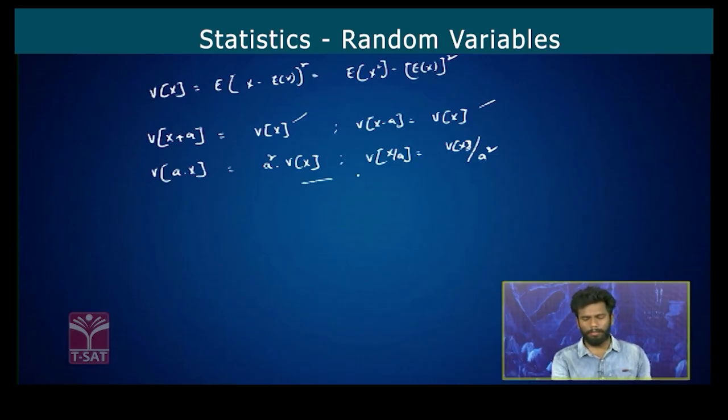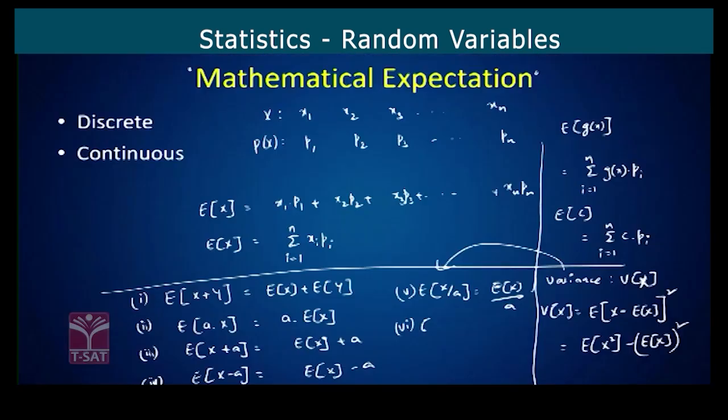And the below two properties show the change in the scale. So it shows that the change in the scale will affect the variance. There is one more point here, you have to just remember this. Expectation of any constant will be a constant itself.